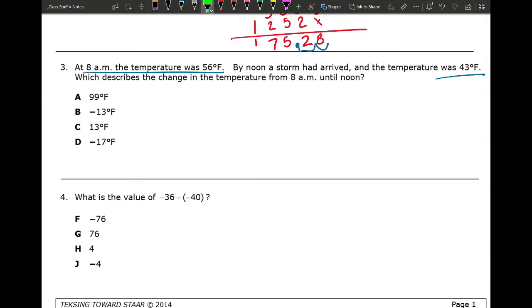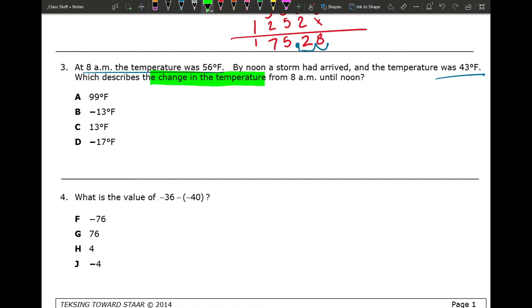Describe the change in temperature. There's a keyword right there, change. What does change mean? Yes, very good. In this case, change means to subtract the difference, right? So we're gonna have to subtract two things.